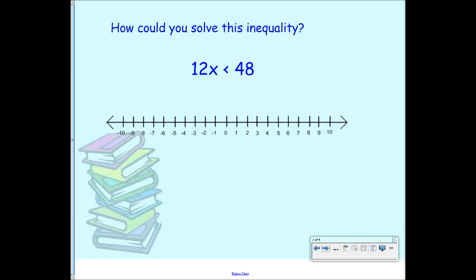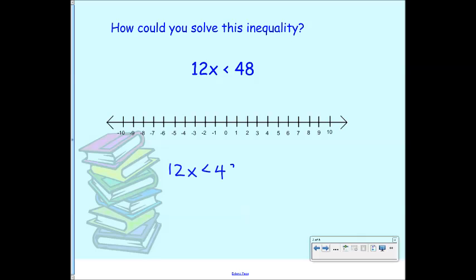All right, so today we're going to talk about how to solve these when they involve multiplication and division. There's a little trick here that we're going to get to in just a second, but we're still doing the same thing. We're still solving inequalities like we would algebraic equations. The only difference is that instead of an equal sign, I have a less than sign. So this says 12x is less than 48.